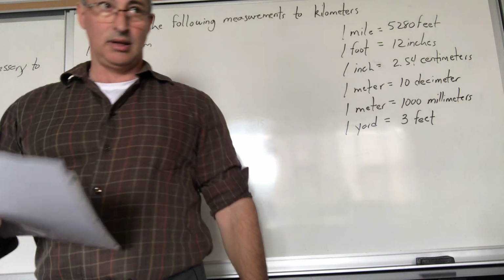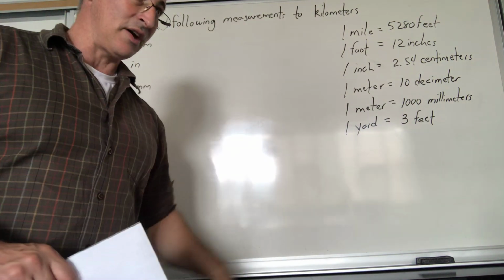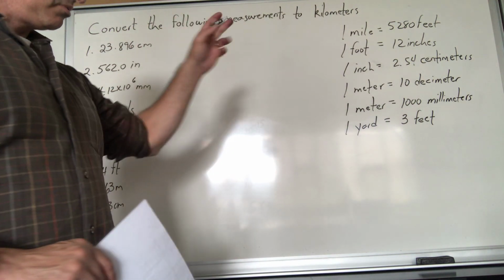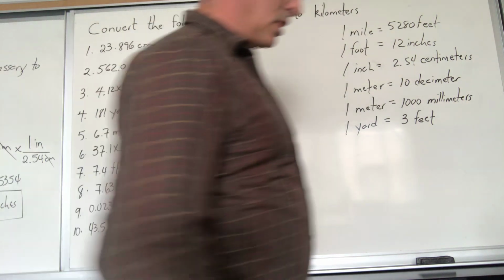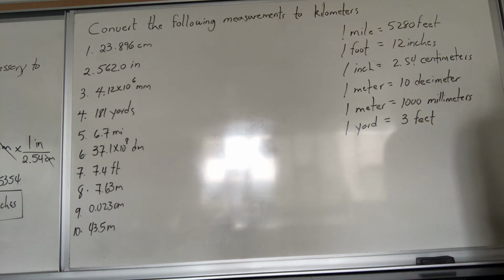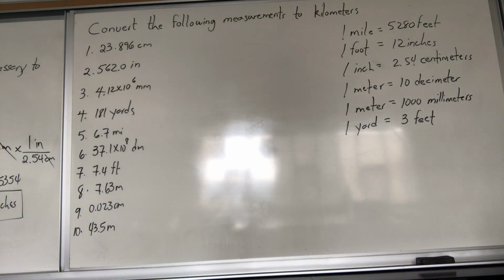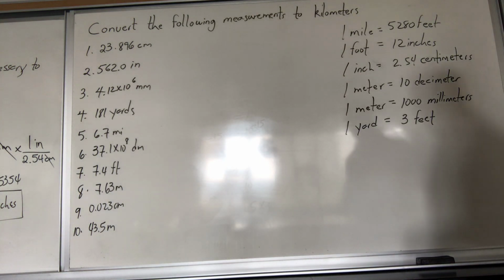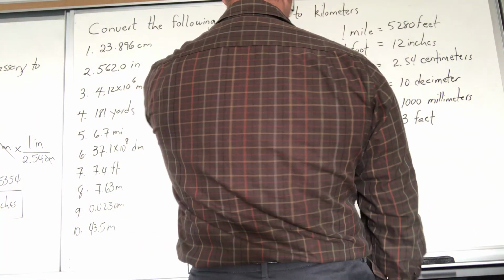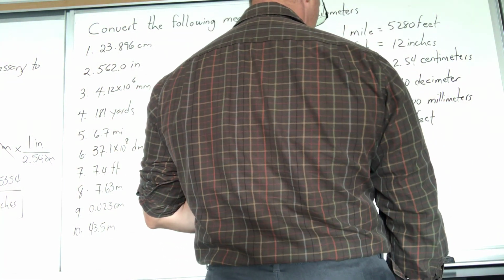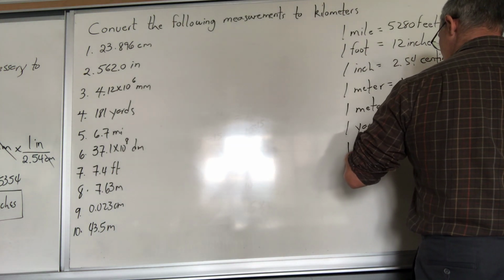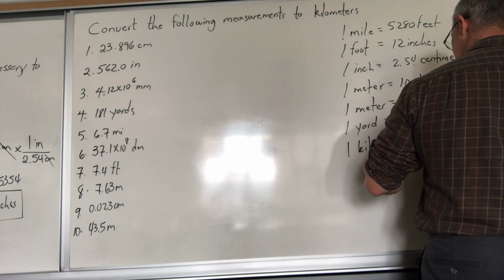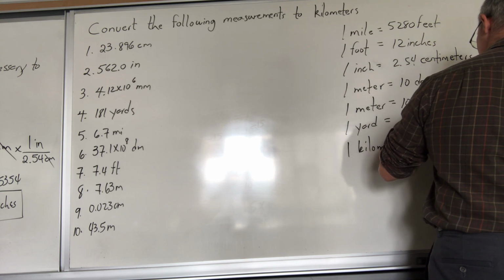You don't need to use every single conversion factor for every problem, but at most you might use 2 or 3 of them, okay? I'll just do one of them with you to show you how that works, and then you can work on it on your own. So I want to convert this into kilometers. Oh, I forgot also that 1 kilometer equals 1,000 meters.